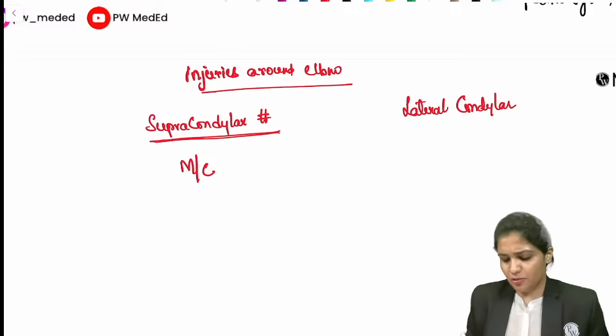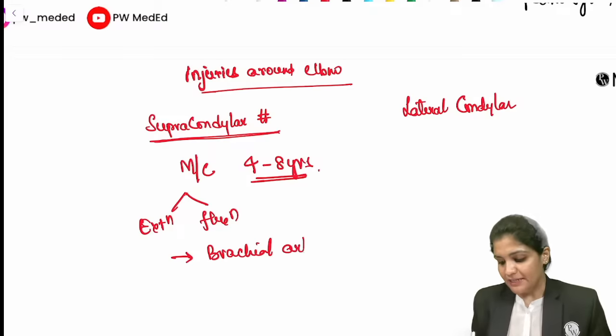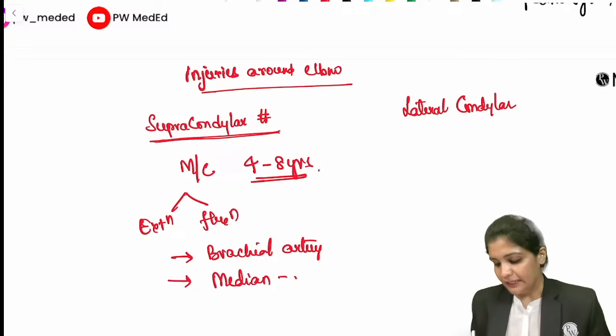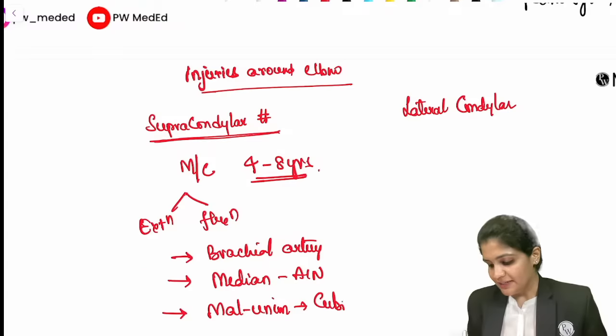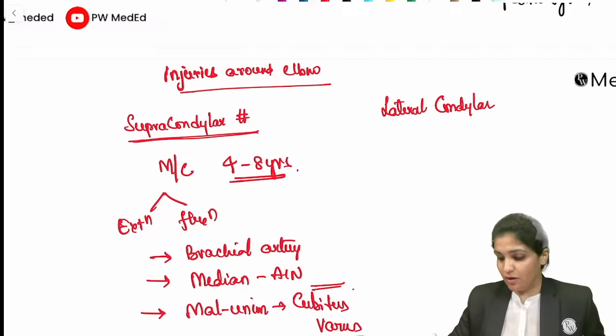It is the most common fracture, usually seen in 4 to 8 years of age, and it is of two types, extension type and flexion type. The most important thing is it will have some damage to the brachial artery because of the spike which is present anteriorly, and it will damage your median nerve, specifically your anterior interosseous nerve, and it will result in malunion, that is cubitus varus, right?